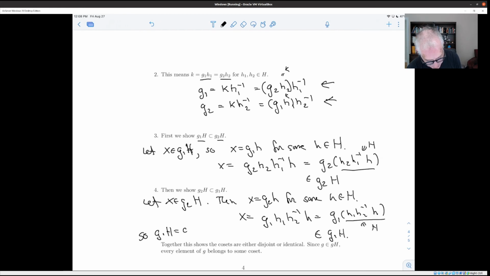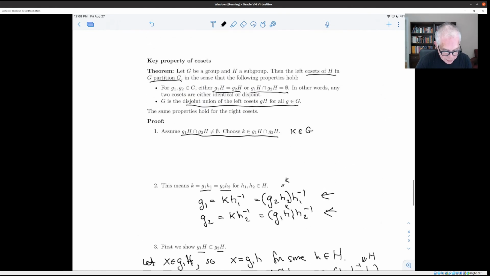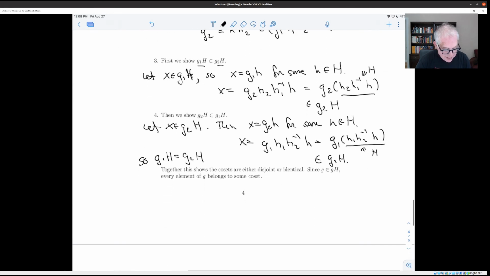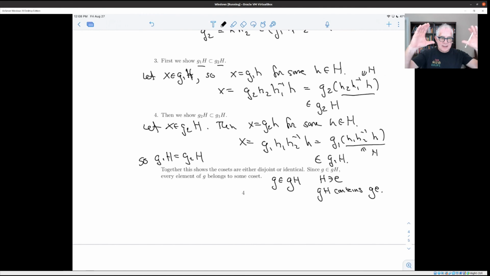So we showed that if we had an element in their intersection, the two cosets were equal. Now we also need to show that every element belongs to a coset, but that's easy to see because G always belongs to GH because H contains the identity element. So GH contains G times the identity element. So every element belongs to a coset. The cosets are disjoint. And this tells us that the cosets fill up the entire group in this nice way.